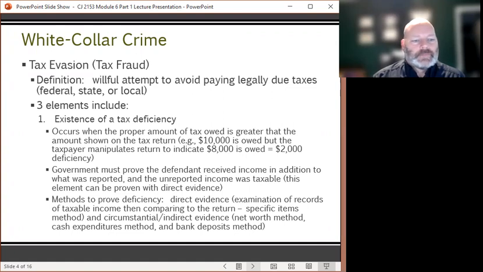So that's an examination of the records, like specific items, as a specific item method, and then there's circumstantial and direct evidence, like what's known as the net worth method, the cash expenditures method, and bank deposits method.